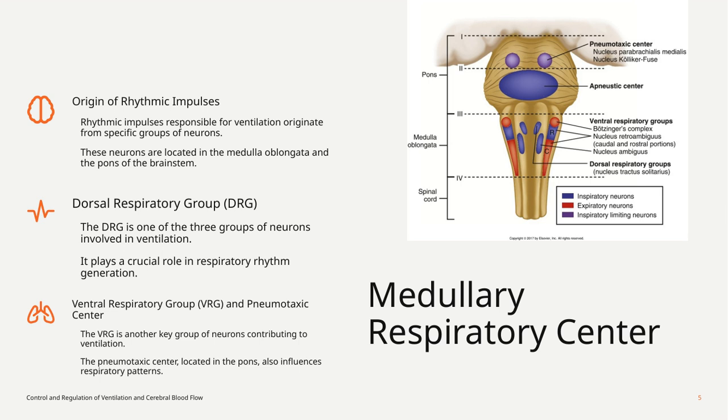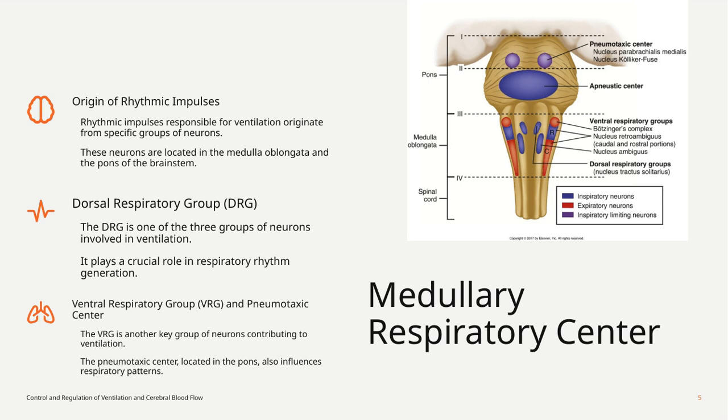These neurons are strategically located in the medulla oblongata and the pons, which are parts of the brainstem. Their coordinated activity creates the breathing rhythm that we don't even have to think about most of the time. Focusing on the medulla, one of the main groups involved is the dorsal respiratory group, or DRG. The DRG is crucial because it helps generate the basic rhythm of breathing.